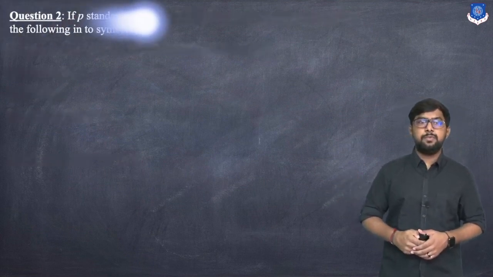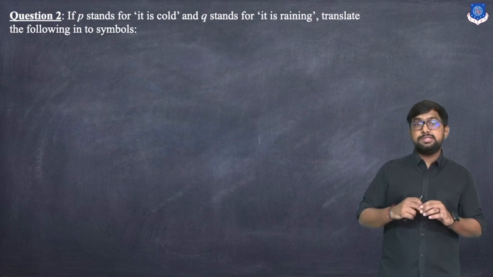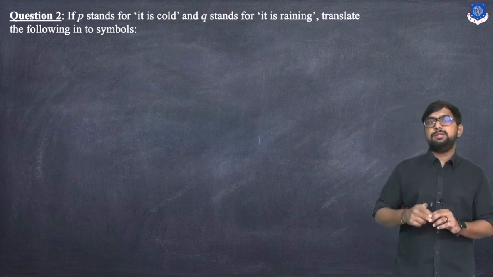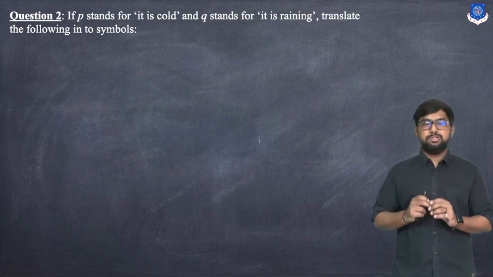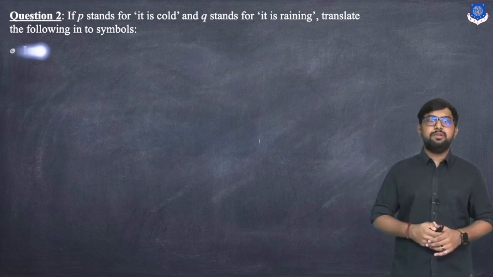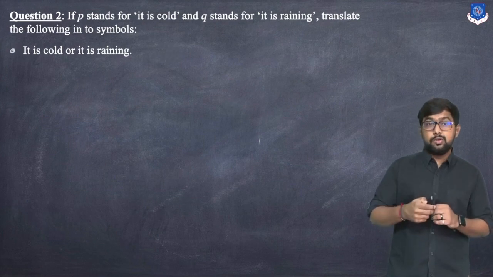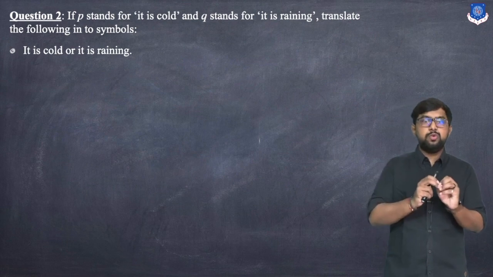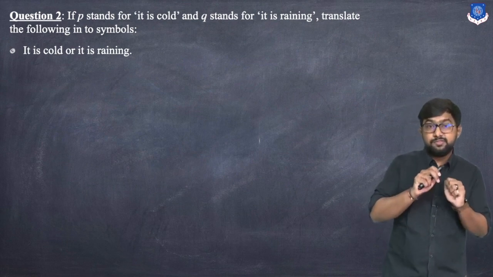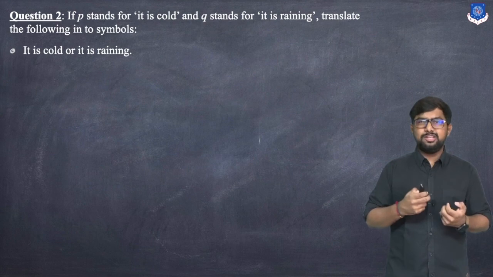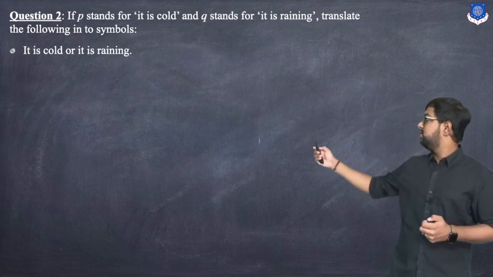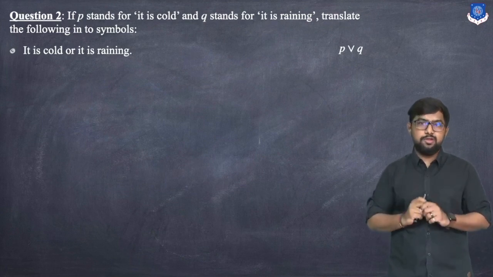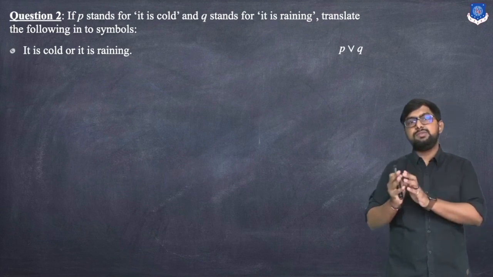So second example: if P stands for "it is cold" and Q stands for "it is raining," translate the following into symbols. We have the statements given here and we will translate them. First, "it is cold or it is raining." It is cold means P, it is raining means Q, and in this specific example there is "or" in between. And what is "or"? That is the ∨ symbol. So the proposition will be P or Q, that is the symbolic form of "it is cold or it is raining."